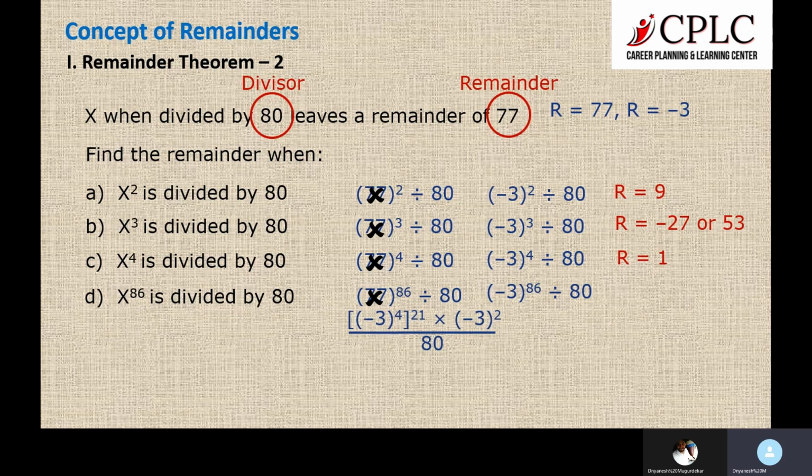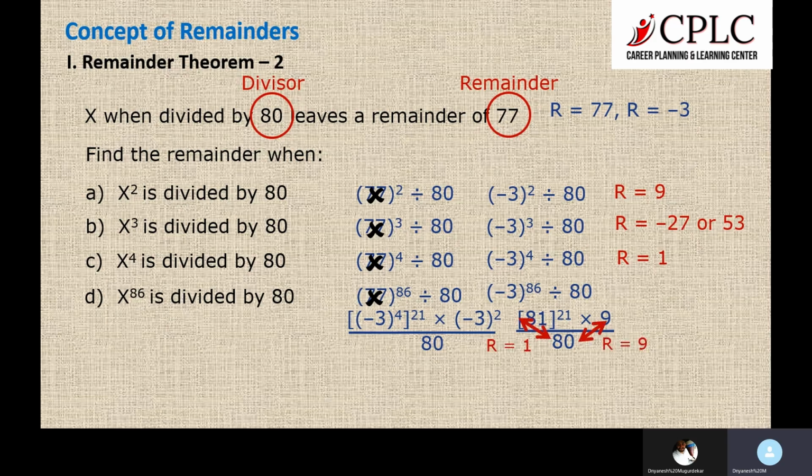So minus 3 raised to 86 can be further simplified as minus 3 raised to 4, the whole raised to 21, into minus 3 squared, divided by 80. As usual, minus 3 raised to 4 is 81. 81 divided by 80, you get the remainder as 1. Minus 3 squared on the right side is 9. Positive 9 divided by 80 will give you remainder 9.